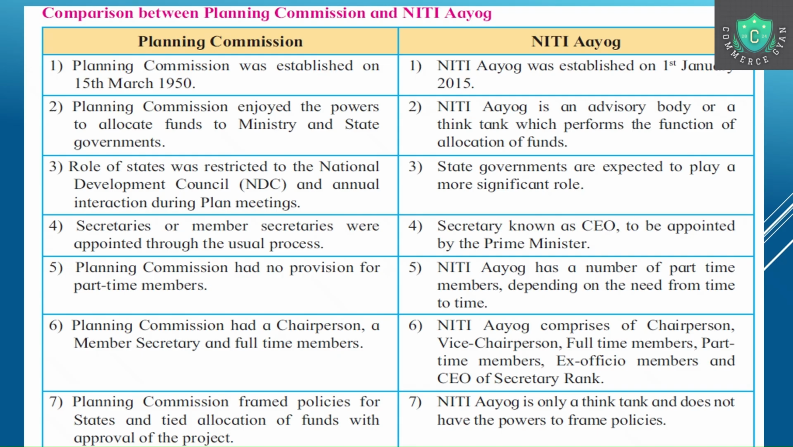So it's different. The role of states was restricted to the National Development Council and annual interaction plan during the plan meetings. State governments in NITI Aayog were expected to play a more significant role. So, in the Planning Commission, there was a restriction of the role of states to the National Development Council and annual interactions. Okay, but here states were expected to perform a more significant role because every state's chief minister, every union territory's governor was in the governing council of this particular organization.